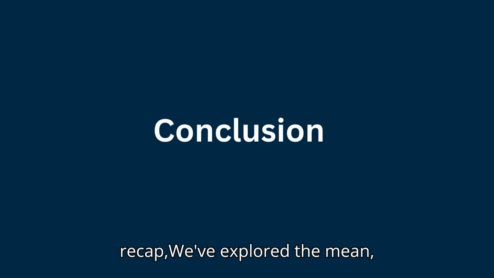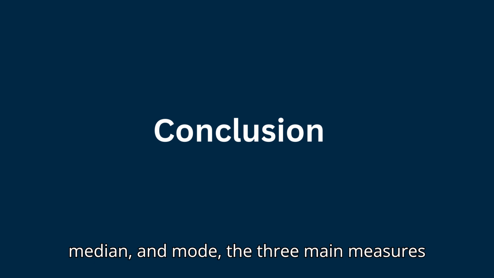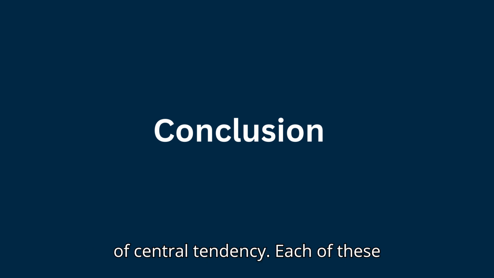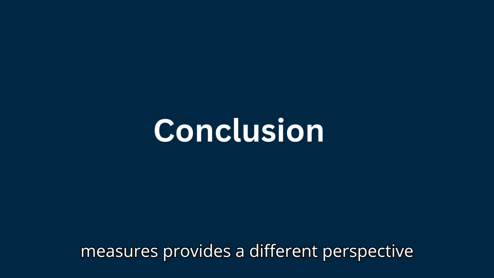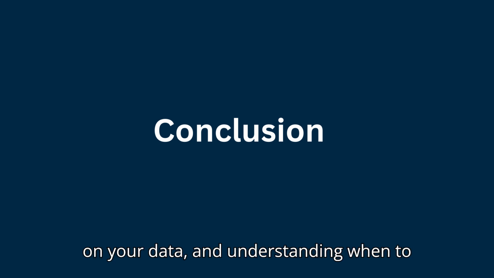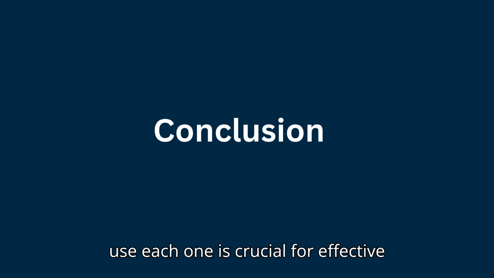To recap, we've explored the mean, median, and mode, the three main measures of central tendency. Each of these measures provides a different perspective on your data, and understanding when to use each one is crucial for effective data analysis.